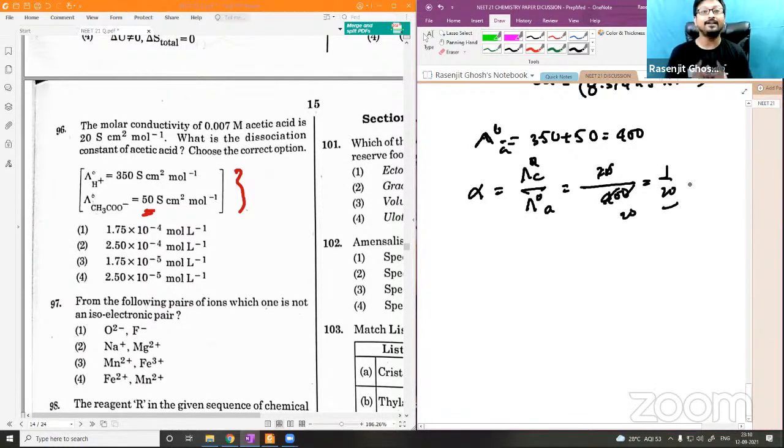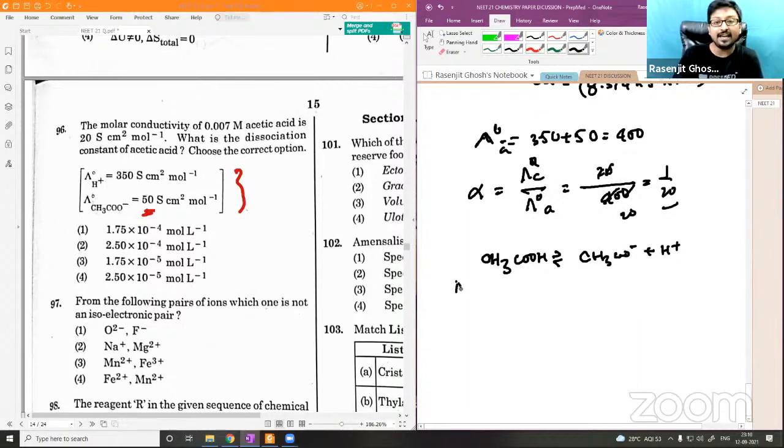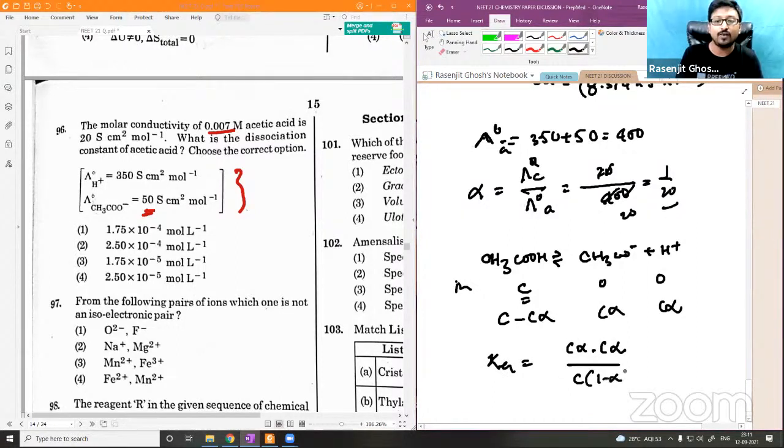Now, you have to calculate the dissociation constant of the acid. How can you do that? Just visit the chapter on ionic equilibrium. CH3COOH we can write as CH3COO minus plus H plus, right? Initially, it is C, 0, 0. This C is already given, that is 0.007. Finally, let's say alpha is your degree of dissociation. So it is C minus C alpha, C alpha, C alpha. So what is the dissociation constant? Ka equals C alpha into C alpha divided by C into 1 minus alpha.